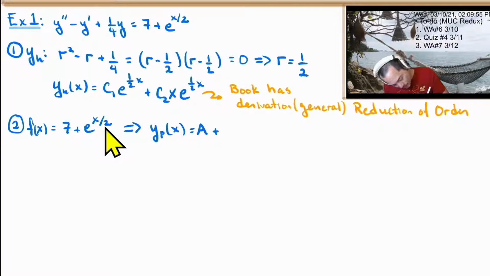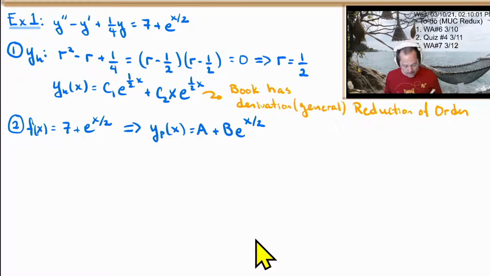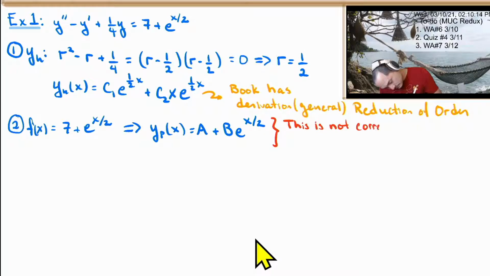So what would my normal pick be? It would be b e to the x over 2. Okay? But I gotta tell you that this is not right. Does anyone know why this might not be correct? And I'll at least point you in the direction of what's not correct. What's not correct is right here, underlined in red.